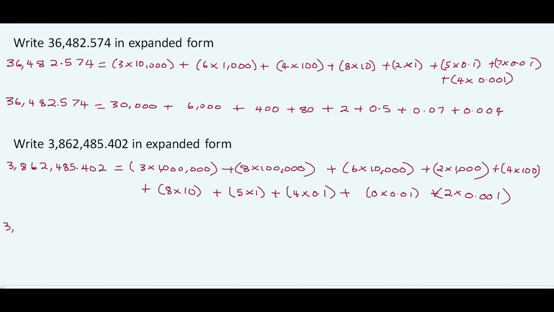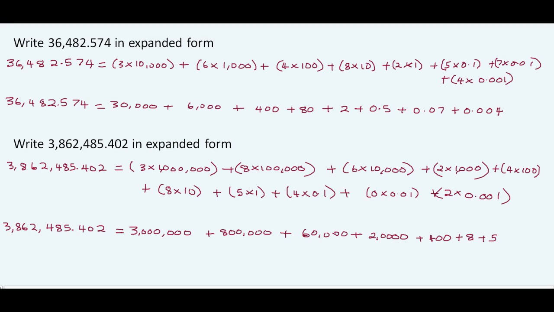So now 3,862,485.402. We have 3 million plus 800,000 plus 60,000 plus 2,000 plus 400 plus 80. Now plus 0.4 plus 0 plus 0.002.